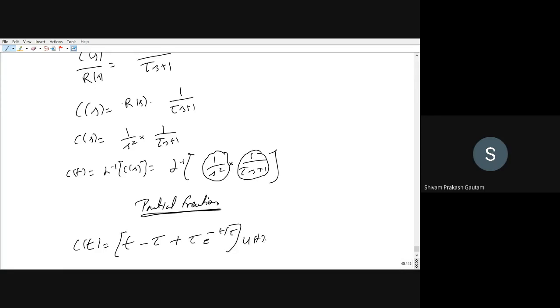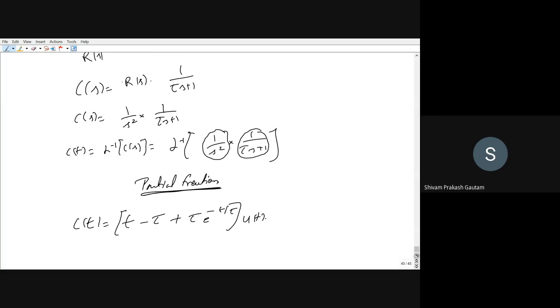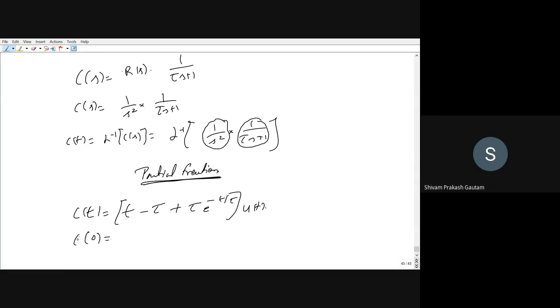Okay. So at t is equal to 0, what is the response? That is c of 0, which is 0 minus tau plus tau e to the power minus 0 by tau, into u of t. So this will be equal to how much? At t is equal to 0, minus tau plus tau, this will be equal to 0. Yes, sir.